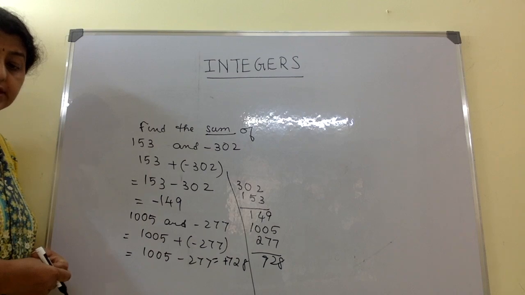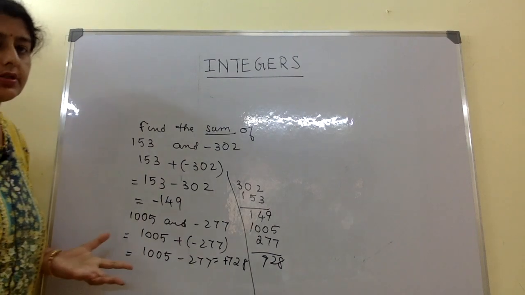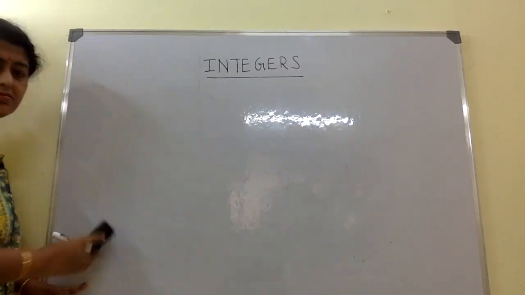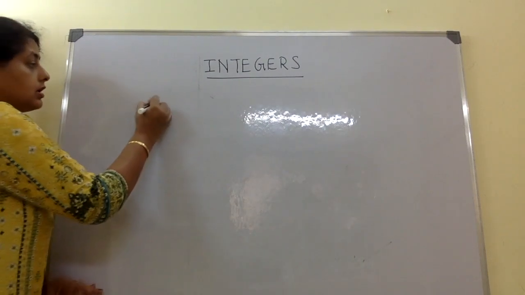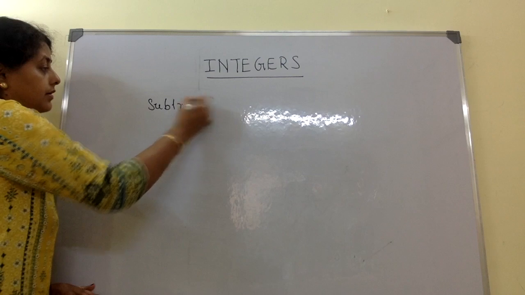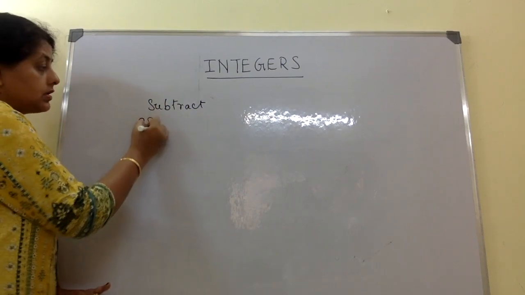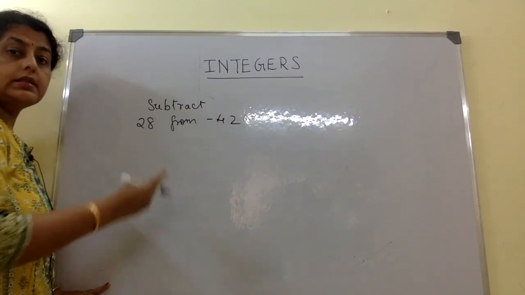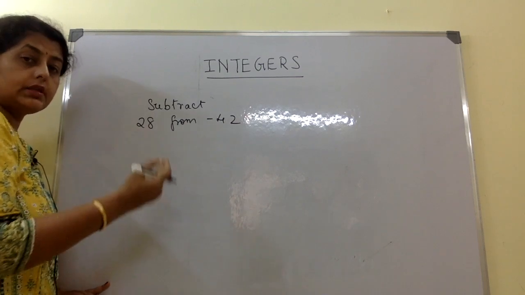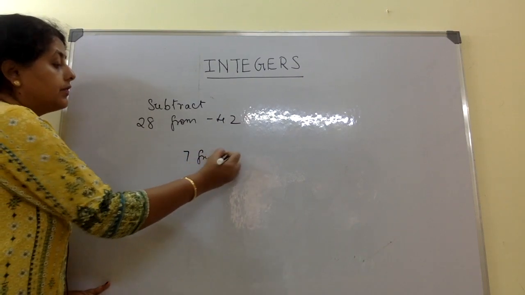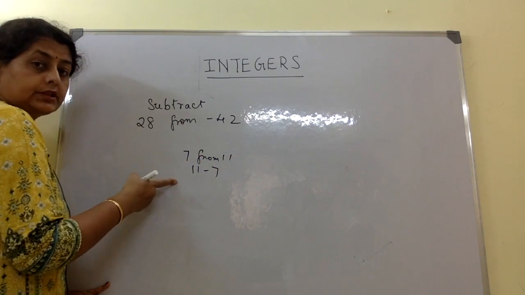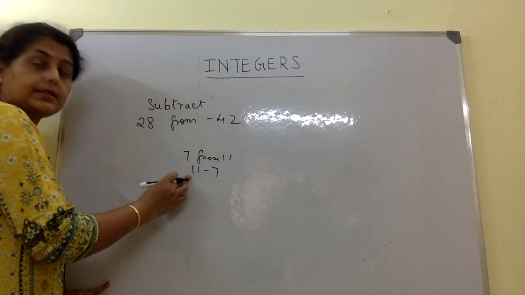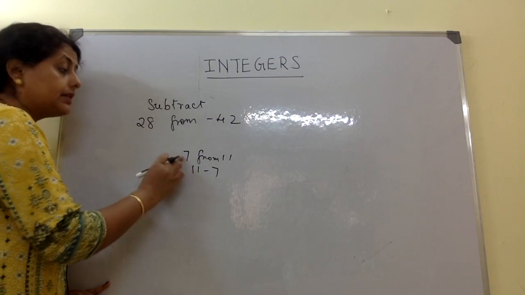Then we'll come to subtraction. Subtraction of integers. You will see it is exactly the same concept, but every time it is just coming in different words, that is all. Subtract, okay. So subtract. Now what? Subtract 28 from minus 42. This is the language they have given us. So whenever they say subtract 7 from 11, don't we write 11 minus 7, we don't write 7 minus 11, right? The number before which from comes gets written in the beginning, okay, and then the other one.